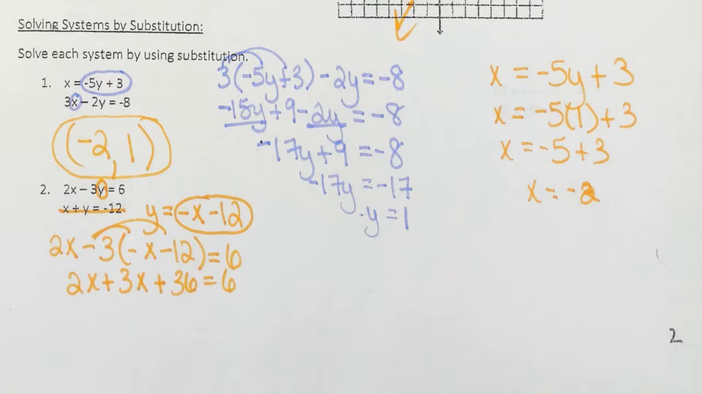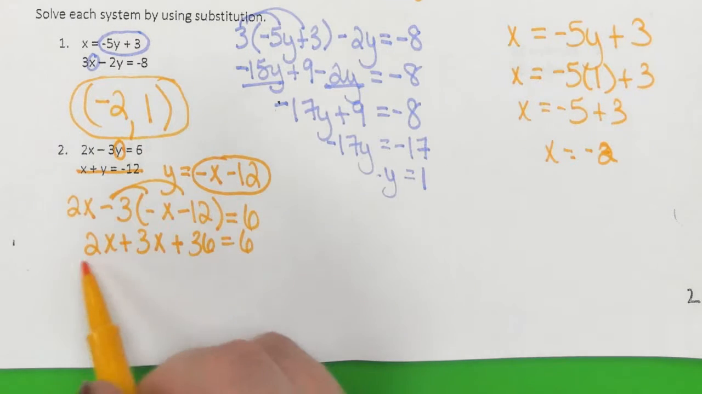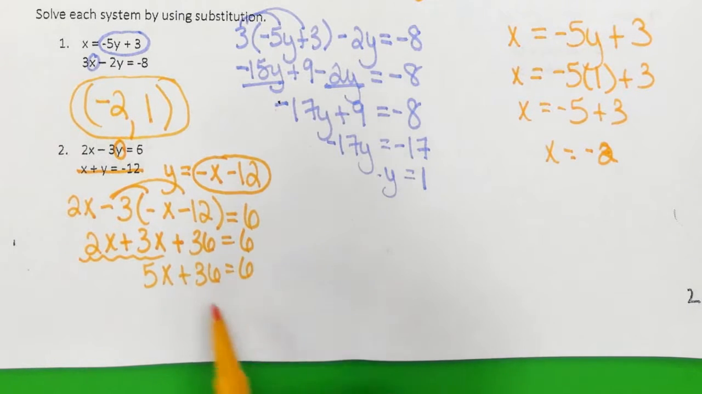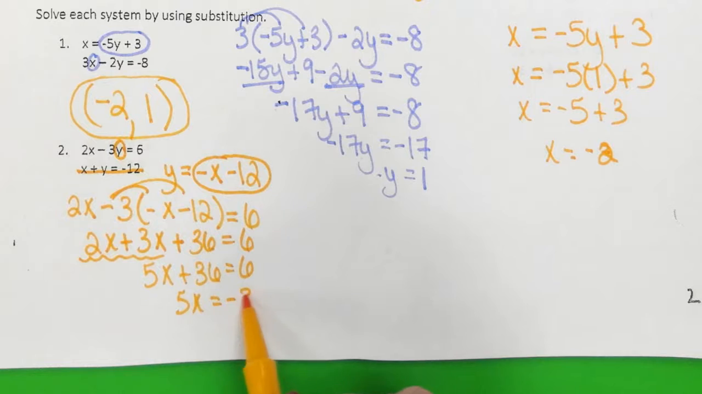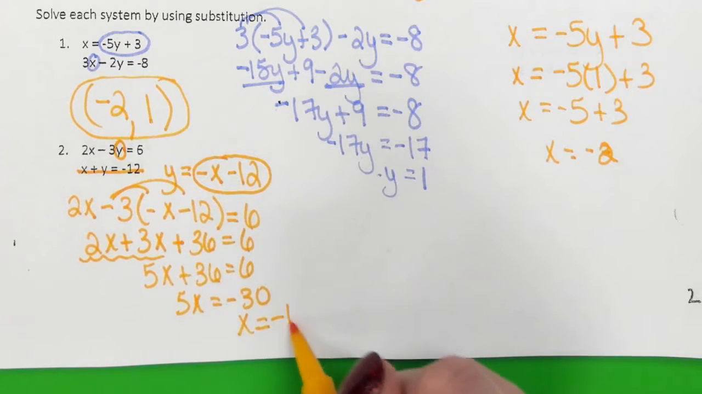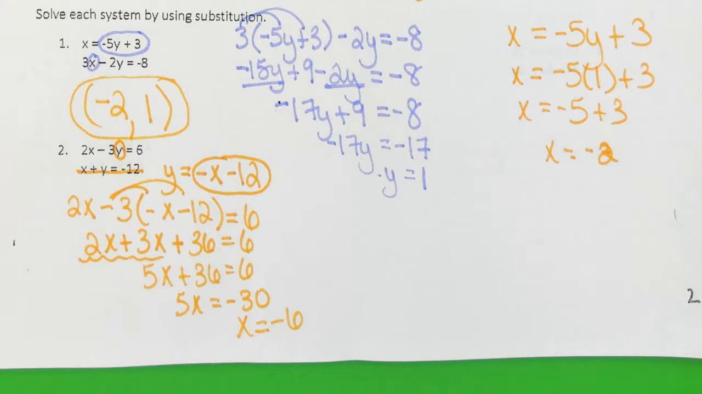All right, and then we're going to add those x's together because they're right next to each other. We're going to subtract that 36 and get -30. We're going to divide by 5 and get -6. But don't circle it because it's not your answer.